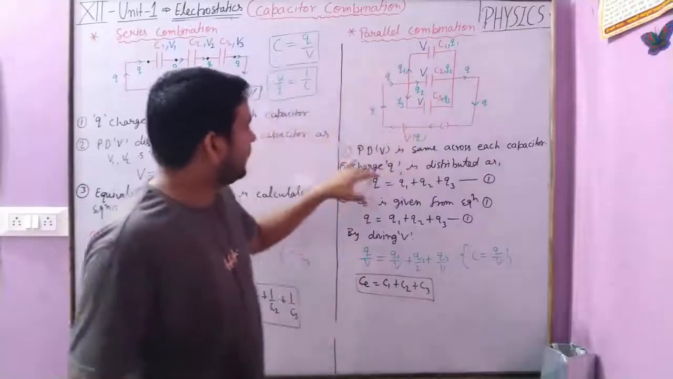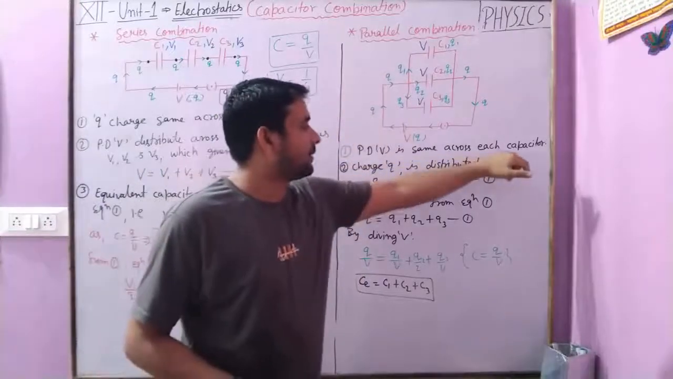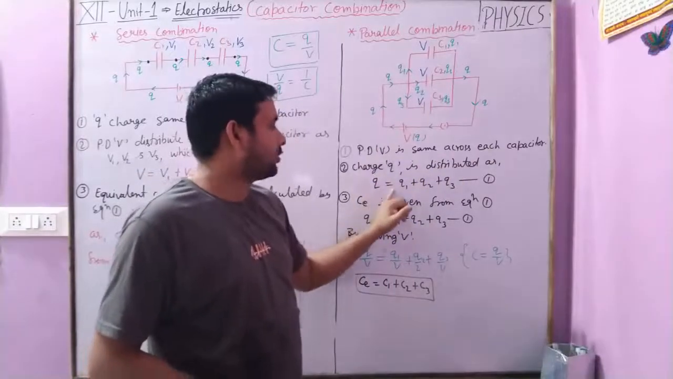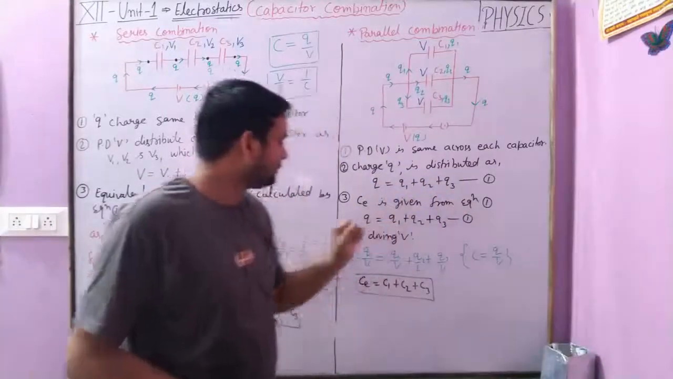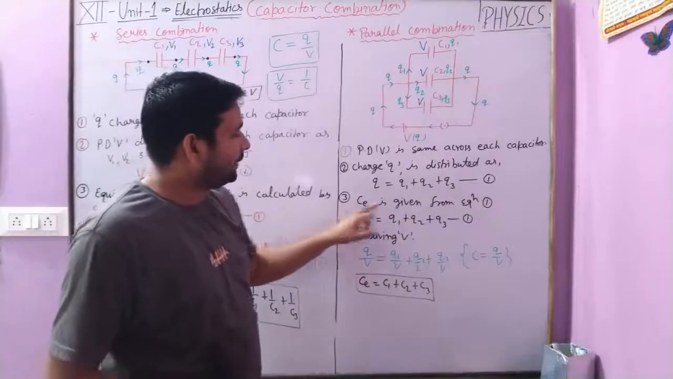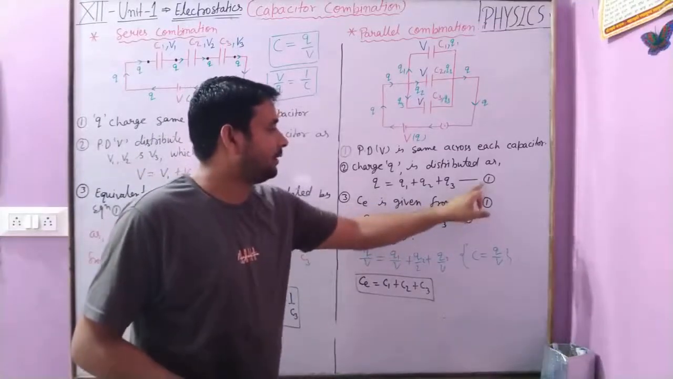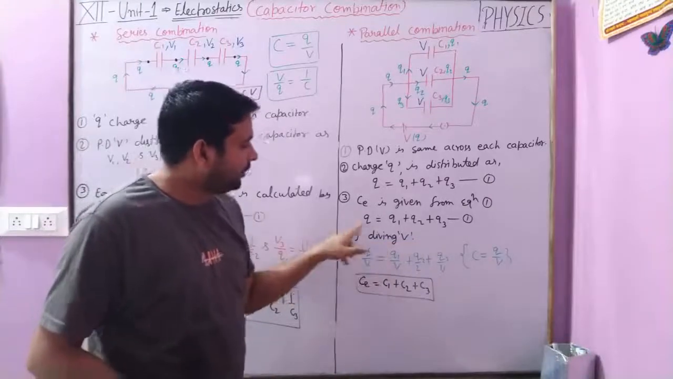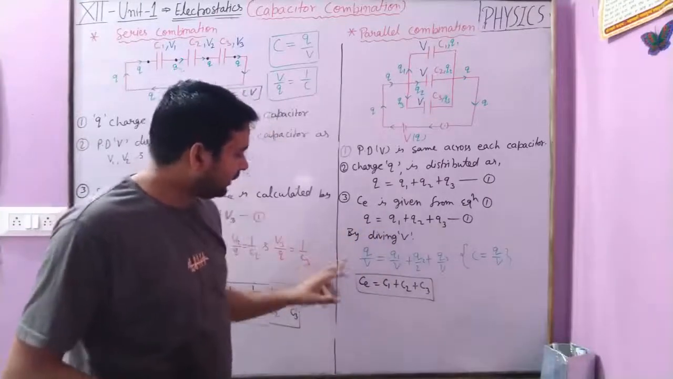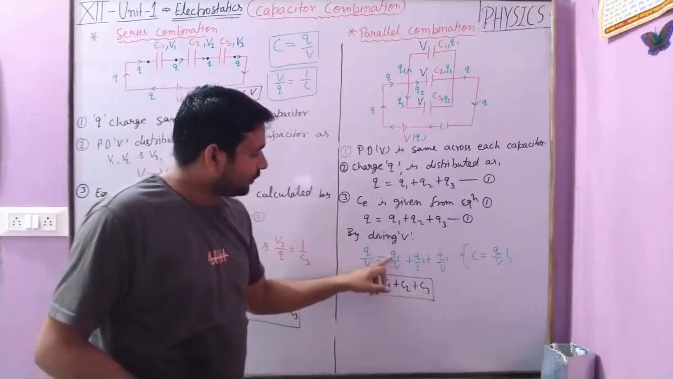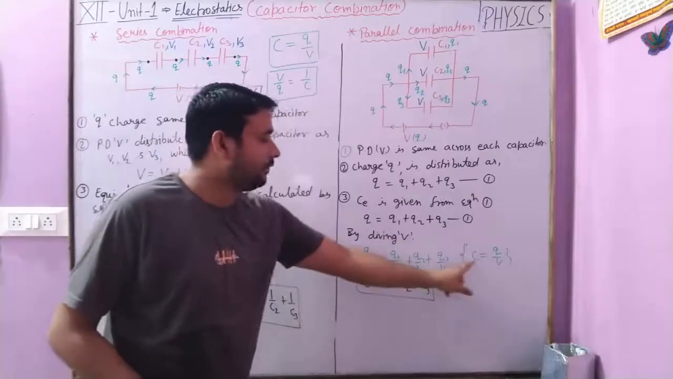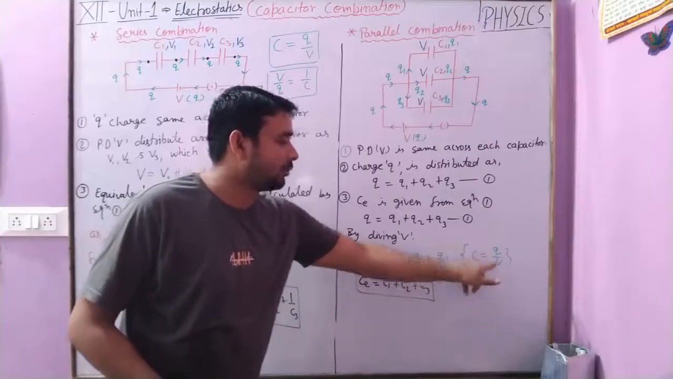Now for the parallel case, the potential difference across each capacitor is the same, and the charge is distributed as Q is equal to Q1 plus Q2 plus Q3. Therefore the equivalent capacitance can be calculated from this equation. By dividing by V, we get Q upon V is equal to Q1 upon V plus Q2 upon V plus Q3 upon V, and we have the capacitance C is equal to Q upon V.